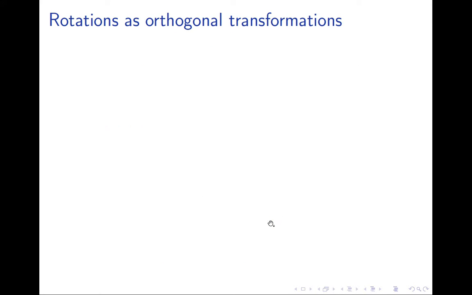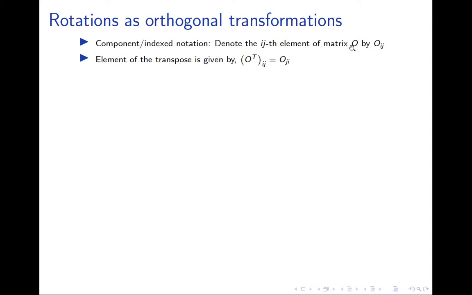So let's see how we get this. In component notation, the ijth element of the matrix O is given by O_ij. The element of the transpose, that is O transpose ij, will just be given by the row and column entries swapped. So O transpose ij is equal to O_ji.